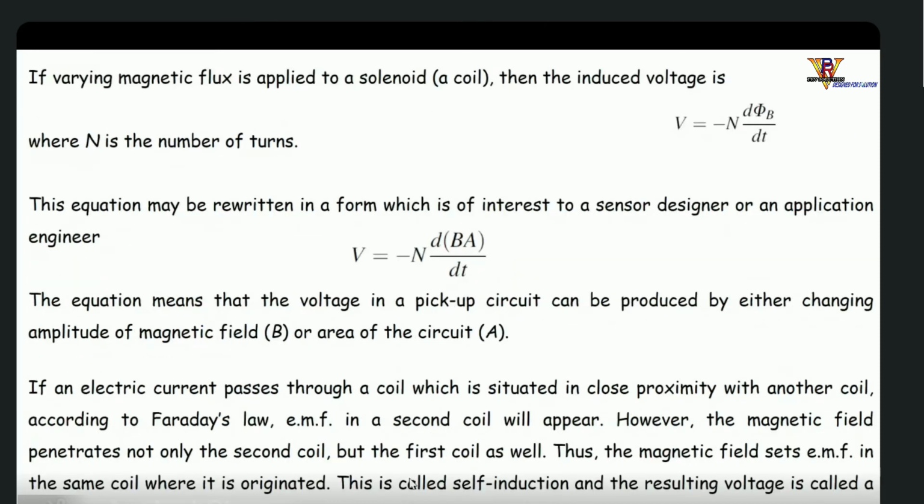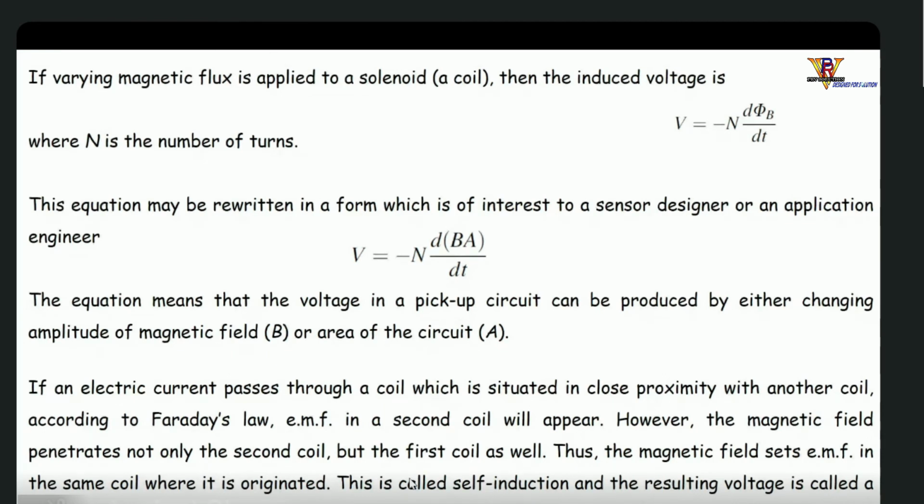Now, if a varying magnetic flux is applied to a solenoid, means a coil type of wire, then the induced voltage is given by V equals minus N d phi B by dt, where N is the number of turns in this coil, phi B is the magnetic flux, and d phi B by dt is the rate of change of flux. The minus sign indicates the induced voltage always opposes the change.